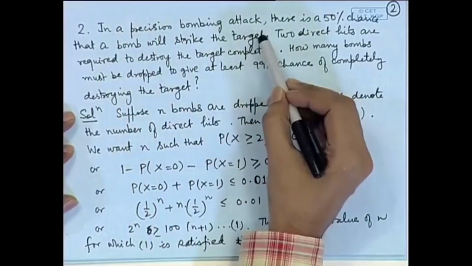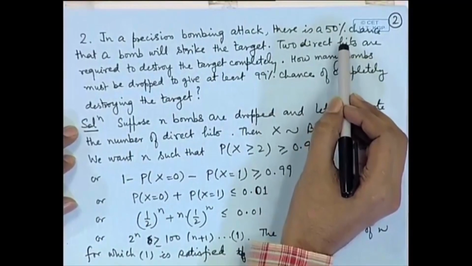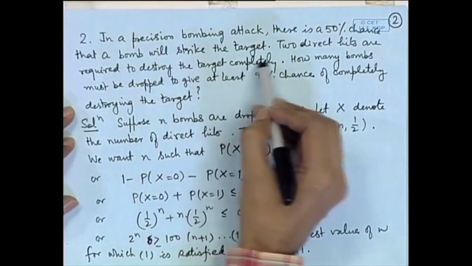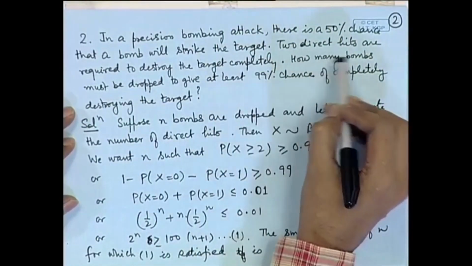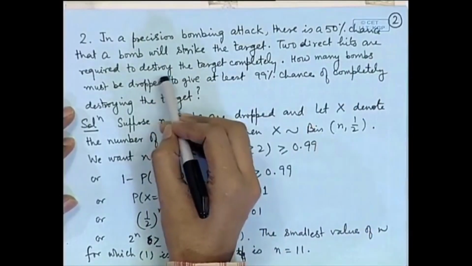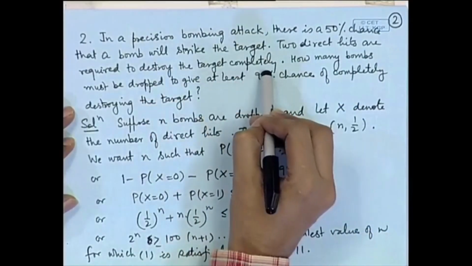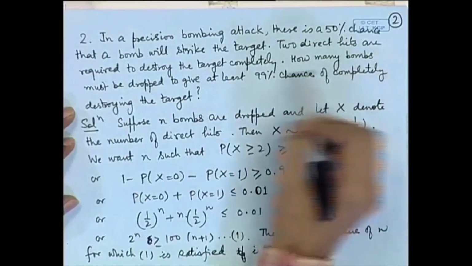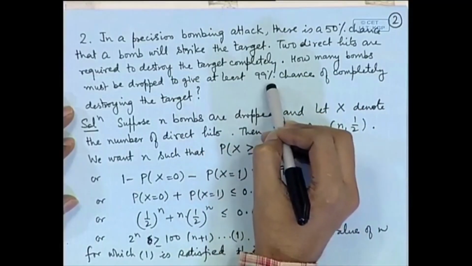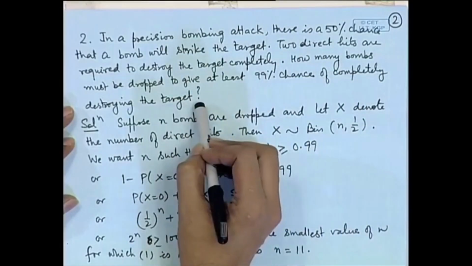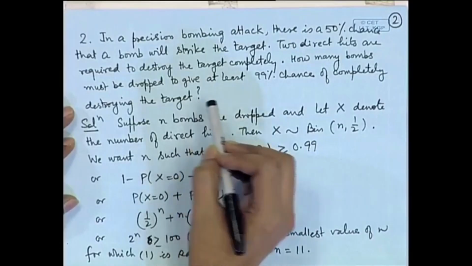Let us look at another application. In a precision bombing attack, there is a 50% chance that a bomb will strike the target. 2 direct hits are required to destroy the target completely. How many bombs must be dropped to give at least 99% chance of completely destroying the target.